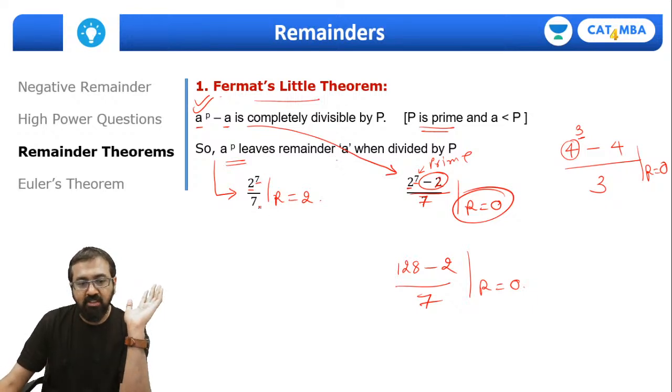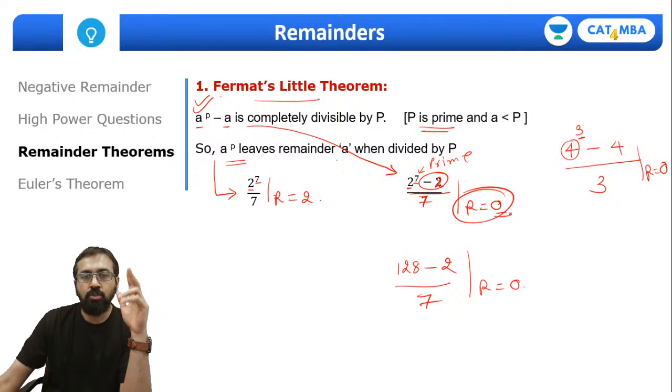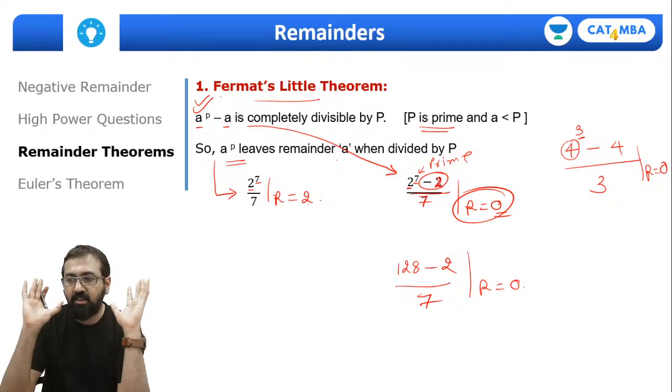So 2 raised to 7 divided by 7, the remainder will be 2. And if I subtract that 2, my remainder will be 0. So this is how the 2 points are related to each other.